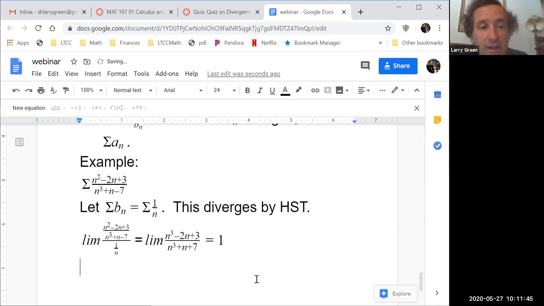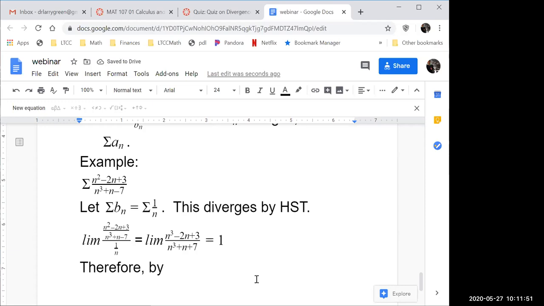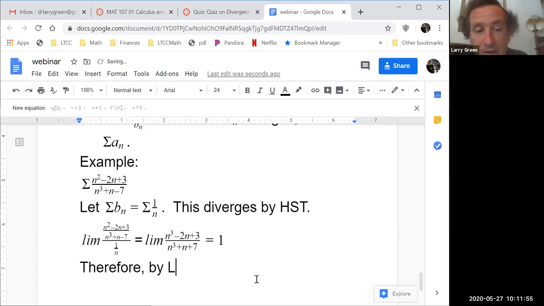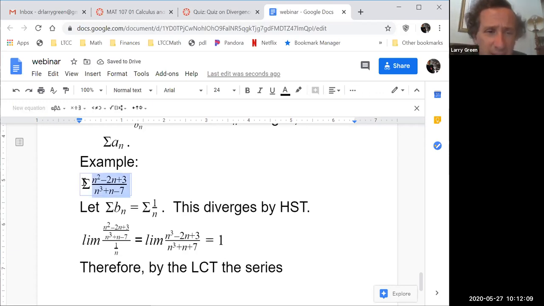So what can we conclude? It converges. Yeah, and it's by the limit comparison test. Again, you have to state the theorem or I will take off points. The series. And the word it is a little ambiguous because we have 2 series over here. The series we're interested in.